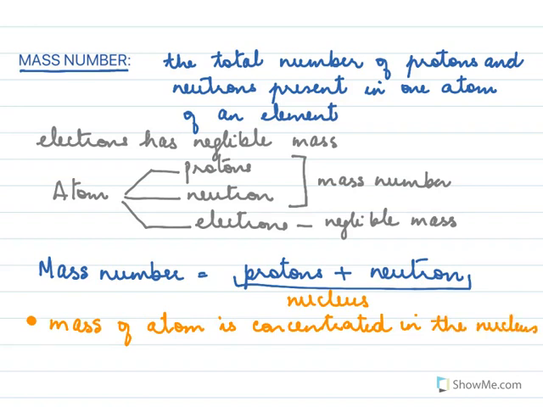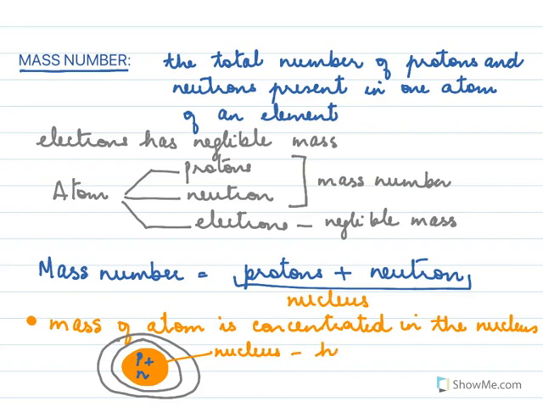Why is the mass concentrated in the nucleus? Because we have the nucleus here, and around it are the electrons revolving around it. This is an atom. The heavy particles, which are the protons plus the neutrons, are present in the nucleus, and the negligible mass, that is the electrons, are present outside. So all the mass of the atom is concentrated in the nucleus. Nucleus is the heaviest part of the atom. And of course, we know it is positively charged because the protons are positively charged.